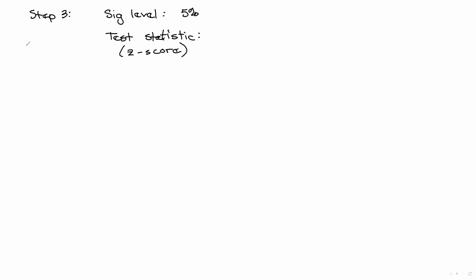You can just do that off to the side. 680 divided by 1927. And I think I did this for us. It is about 0.3529.